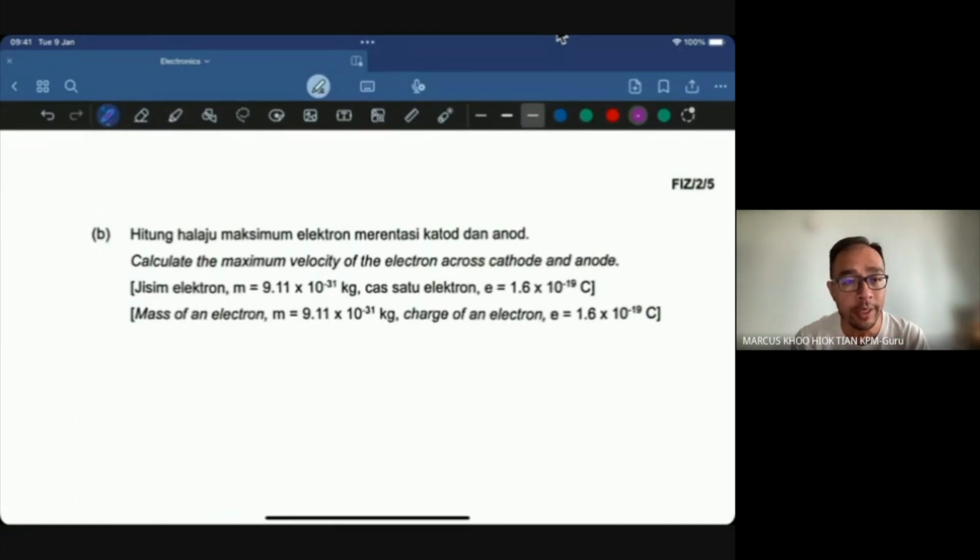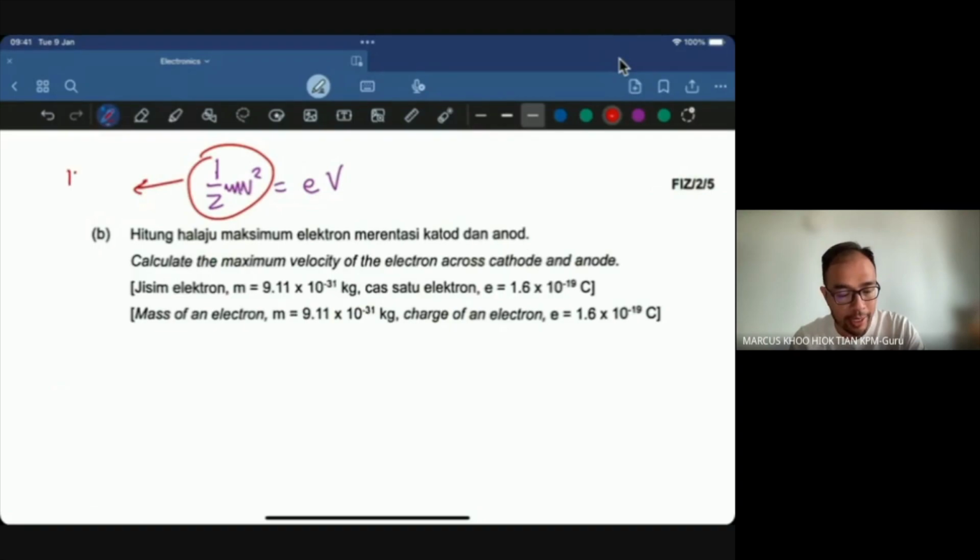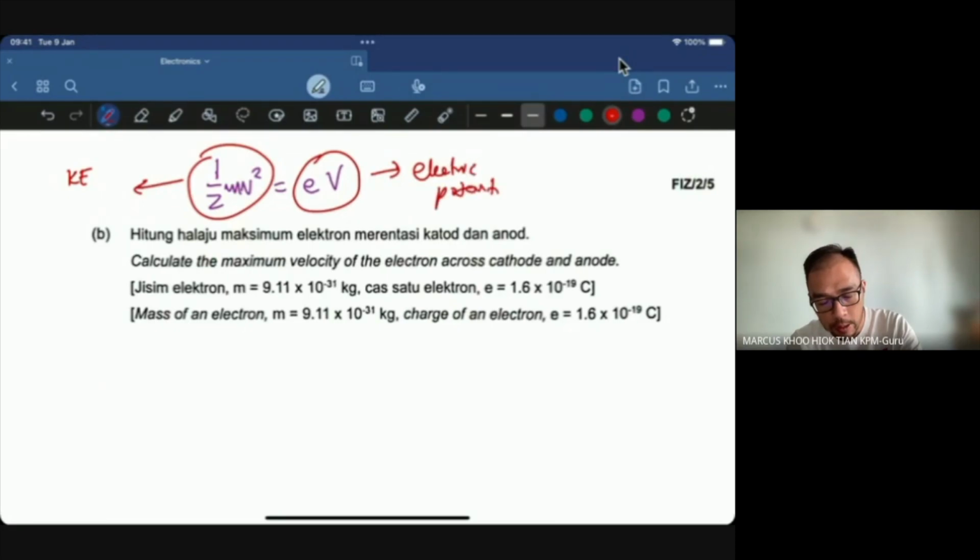One very important thing to remember when we're talking about cathode rays is that there's only one formula involved, which is half mv squared equals eV. Both of these are formulas for energy. The one on the left, we obviously know as kinetic energy, and on the right, this is known as electric potential energy.